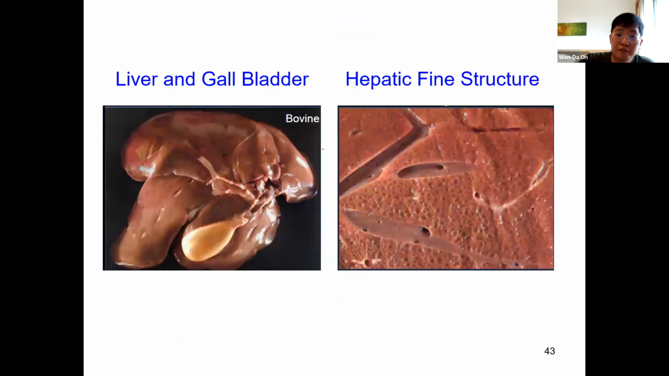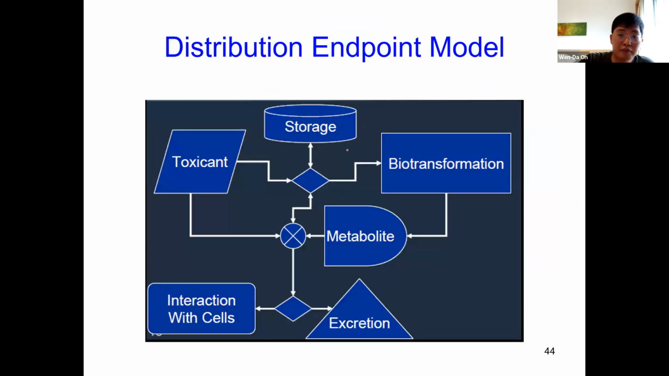So just some images of your liver. Okay, so the distribution endpoint model is concerned with how a toxicant is distributed in the body. If you have a toxicant, it goes into the body and it can be stored in the bone, in the adipose tissues, in your liver. And this storage itself is something that can be good, can be bad. The good thing is that when you store good chemicals, then it's okay.